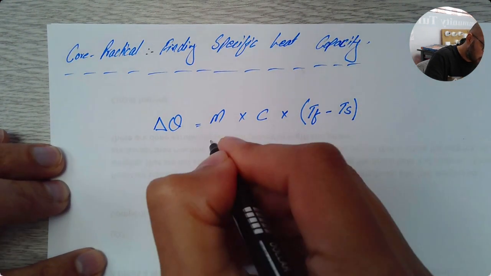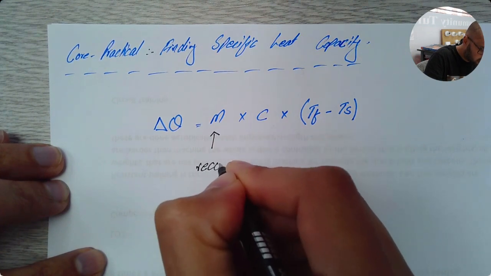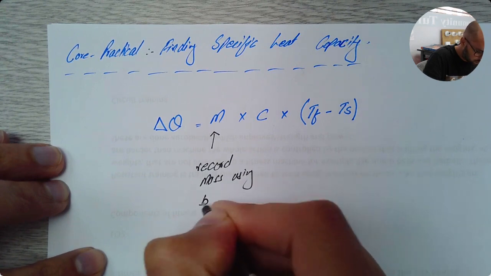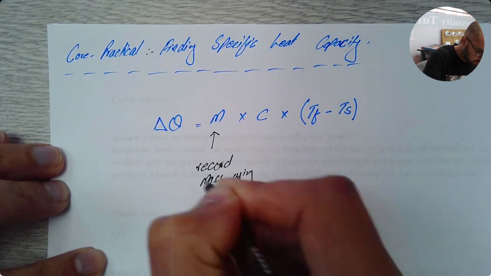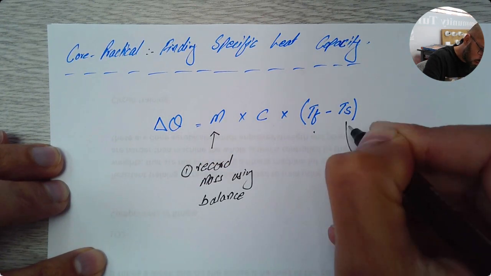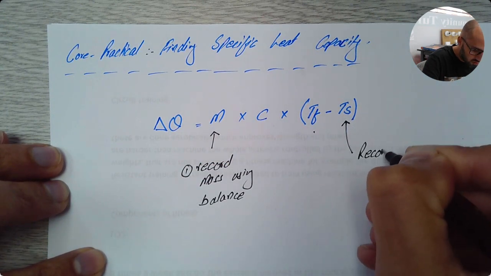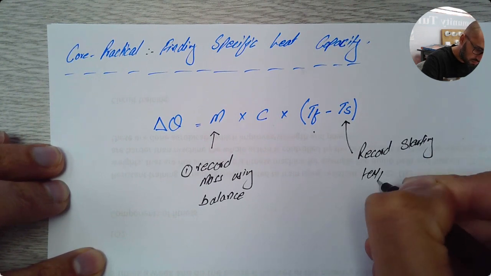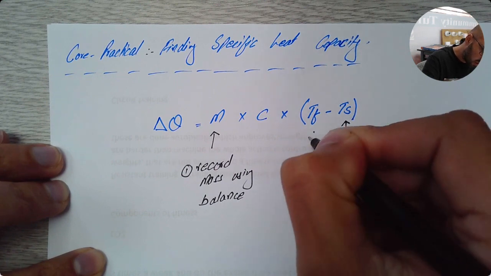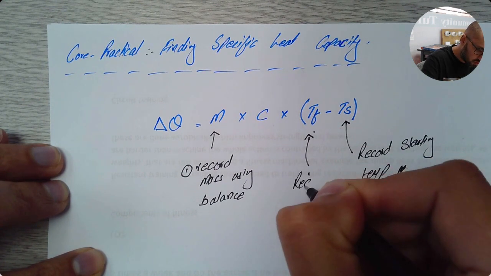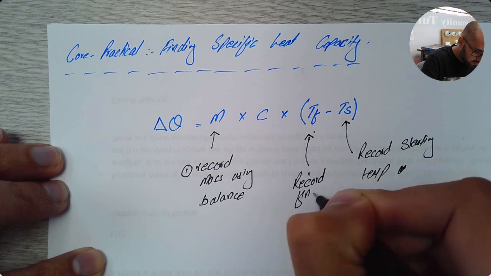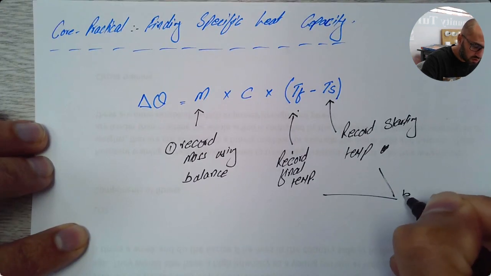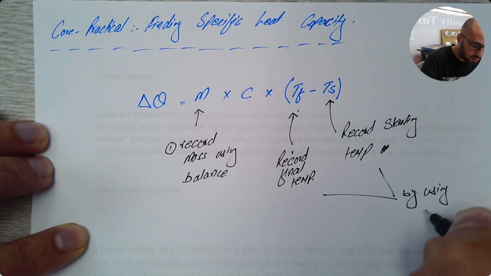All I have to do is I'm going to say record mass using balance. Number 1, I'll say record starting temperature. I'll say record final temperature, both by using thermometer.